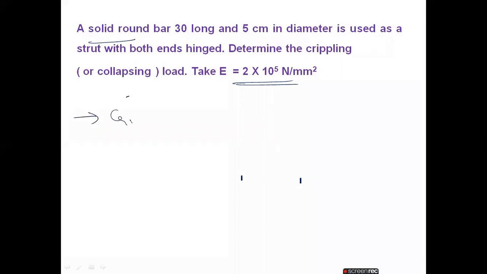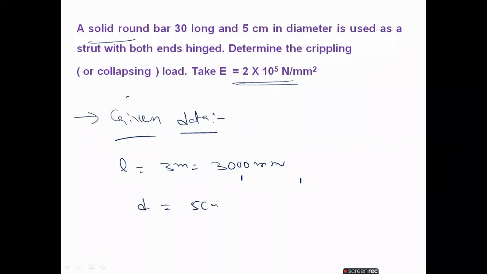Now I will write the given data. The length of the bar is 3 meters. If you convert meters into mm, that is 3000 mm. The diameter of the bar is small d equal to 5 centimeters; converting into mm, that is 50 mm. And Young's modulus capital E equal to 2 into 10 to the power of 5 Newton per mm square. So this is the given data. By using this given data, we have to calculate the crippling load. We have to determine the collapsing load or crippling load, whatever it may be, both are the same.